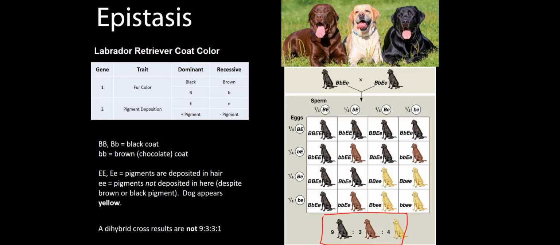So you can see here are your yellow labs. The reason they're yellow is because they're all lowercase e's, even though they encode the genes to make black or brown. So that's the basics of Labrador breeding.